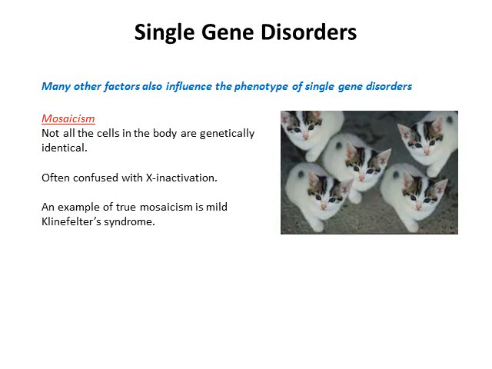Mosaicism is a really interesting factor that can affect single gene mutations as well. And this is defined by the fact that not all cells in the body are genetically identical. Now, it can be confused with X inactivation, which is a different phenomenon. So X inactivation is not a true example of mosaicism.